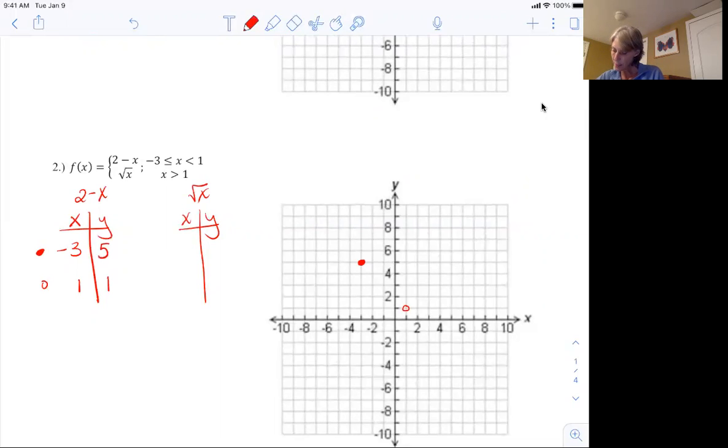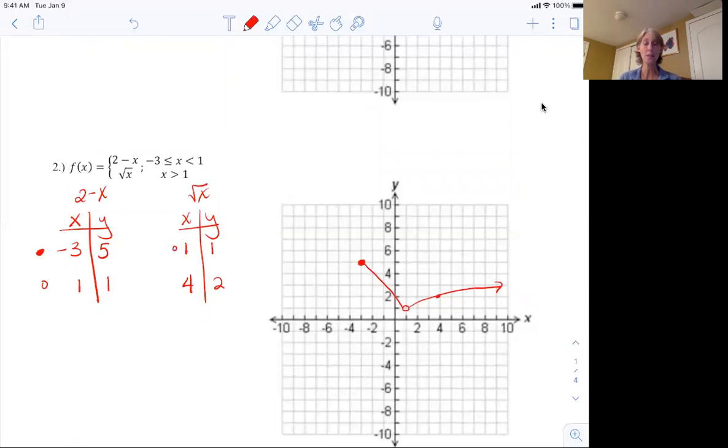So we have this line. And the next piece is a square root function. We're starting at 1, plotting as an open circle. And we can pick another number bigger than 1. I would pick 4 because 4 is going to work out as a nice point. Square root of 1 is 1. Square root of 4 is 2. (1, 1), that circle is going to remain open. (4, 2). And we know it's going to follow that shape of a square root function.